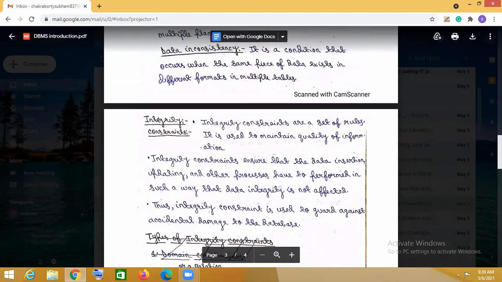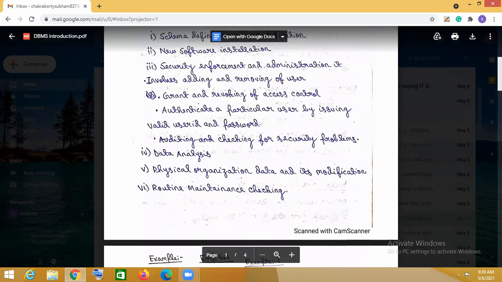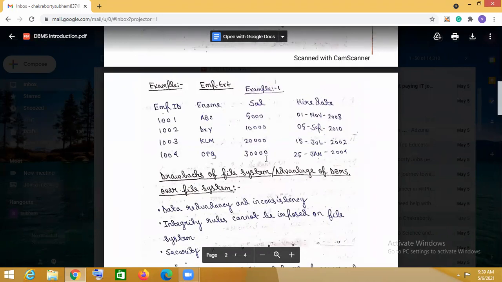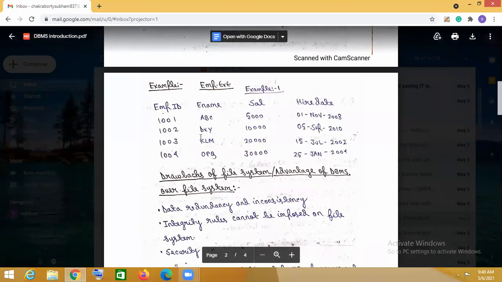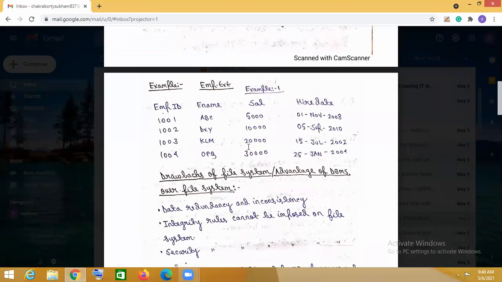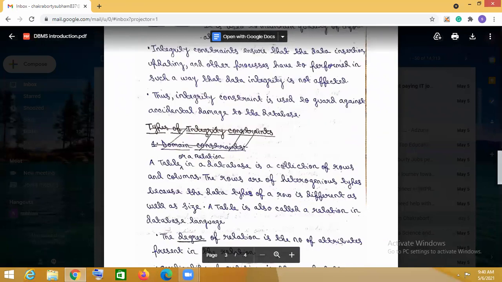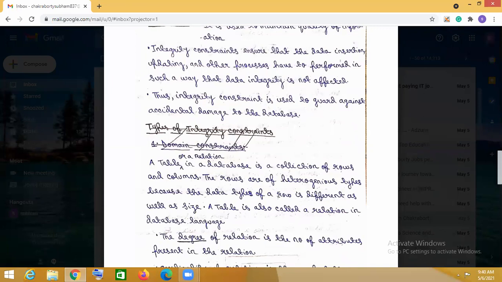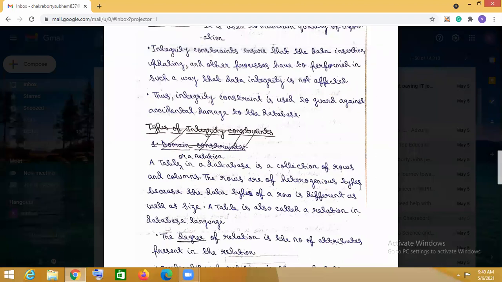Now you can see our database is a collection of tables or relations. You can see this example. A table is a collection of rows and columns. You can see there are rows, there are columns. So that's why it is written that a table or a relation in a database is a collection of rows and columns. And the rows are heterogeneous types, because the type of a row is different as well as the size.